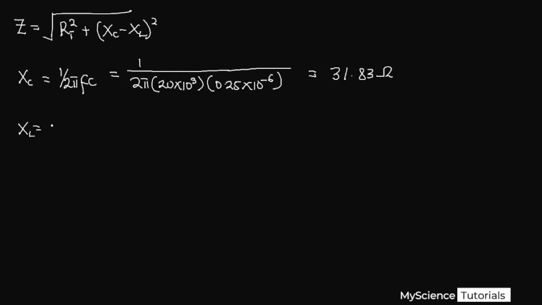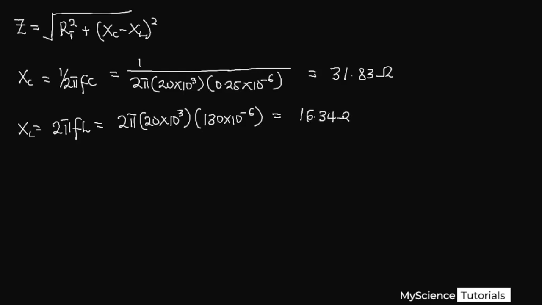Inductive reactance is given to us by the formula 2 pi FL. This implies that we have 2 pi multiplied by frequency, which is 20 times 10 raised to the power 3, and then multiplied by the inductance of the inductor, which in our case is 130 times 10 raised to the power negative 6 as given in the question. Now if we multiply everything we have over here, we are going to have 16.34 ohms as our inductive reactance.